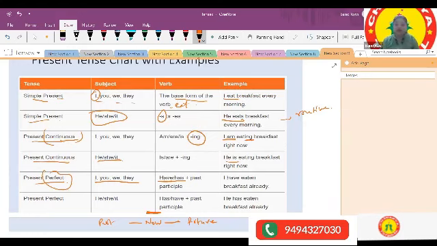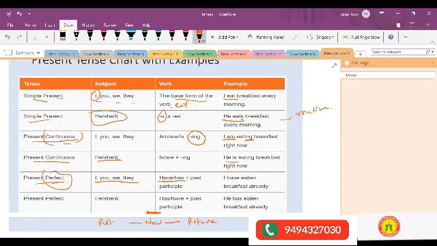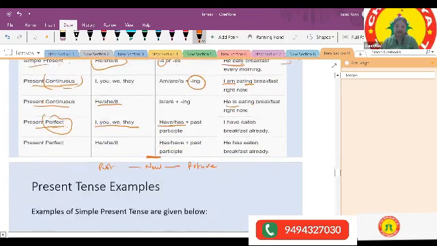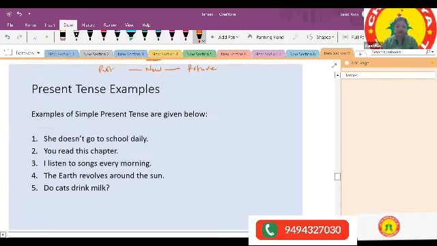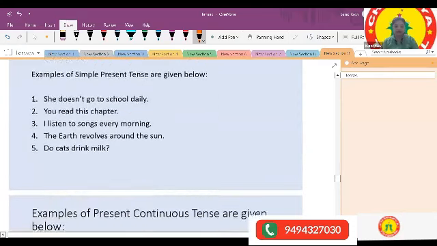I have eaten. You have eaten. We have eaten. They have eaten. Now, if it is he, she, or it, it will be he has eaten, she has eaten, it has eaten. So have you understood the difference between continuous, perfect, and present? Yes. Okay, perfect.